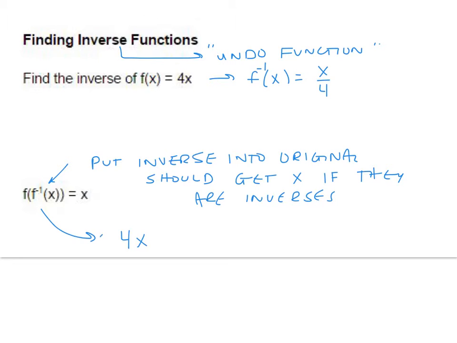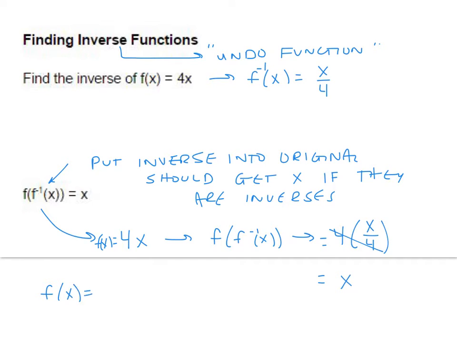So if I do this, f of x is equal to 4x is my original. So I'm going to put in the inverse. I'm going to do f of f inverse of x. That means I'm going to take my 4 and I'm going to put in x over 4. Well, 4 times x over 4 would cancel, and so that would be equal to just x. So these are inverses. So f of x equals 4x, f inverse of x is equal to x over 4. Those are inverses of one another, as we proved here with this little bit of math right here.